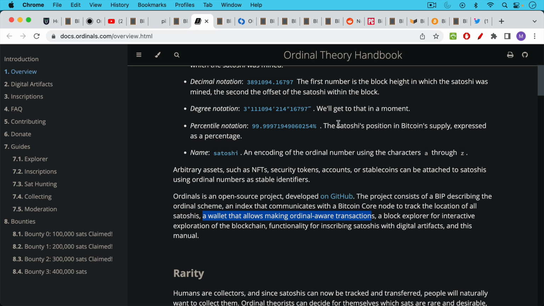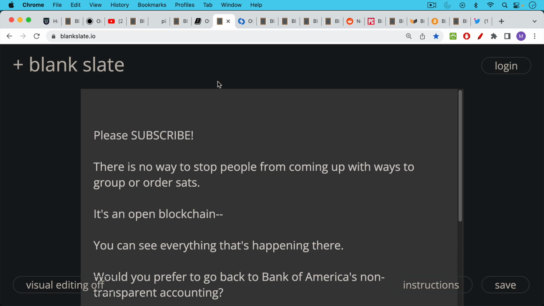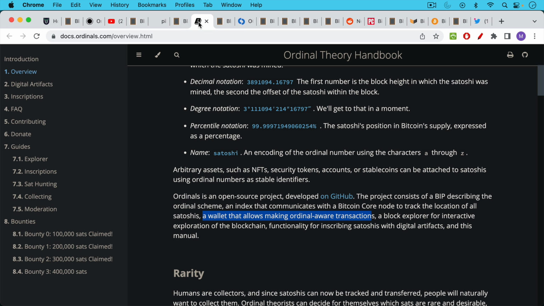So these are all things that are projected onto the blockchain. They don't exist on the blockchain itself. And if you wanted to, you could come up with your own system for ordering satoshis. This is just one version of it.